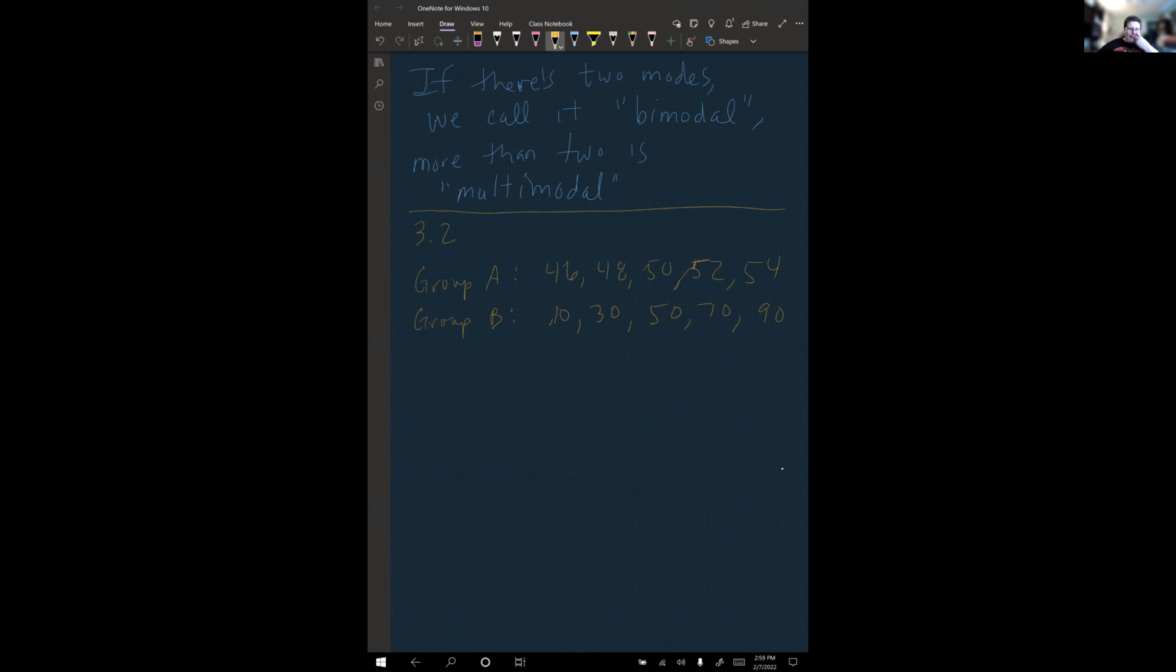And to give you guys some practice with the mean, calculate the mean of these 2 groups real quick. And median. Let's do mean and median of these 2 groups.